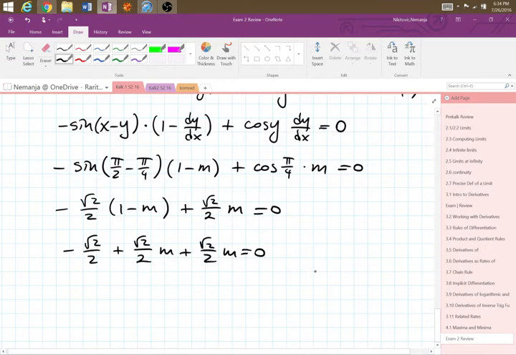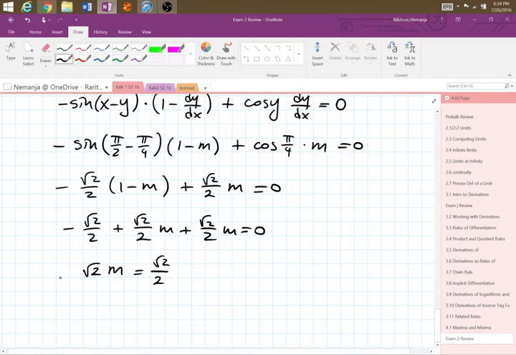Move root 2 over 2 to the other side, and when these two add up together, you get root 2 over root 2 m... I mean, root 2 m is equal to positive root 2 over 2. Multiply both sides by 1 over root 2. The root 2's cancel on both sides, and m works out to be a half. Awesome.